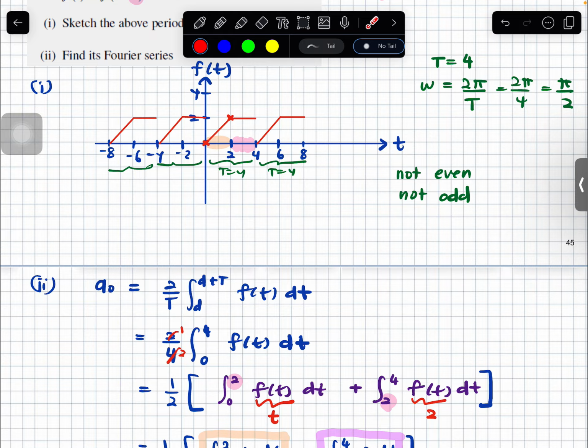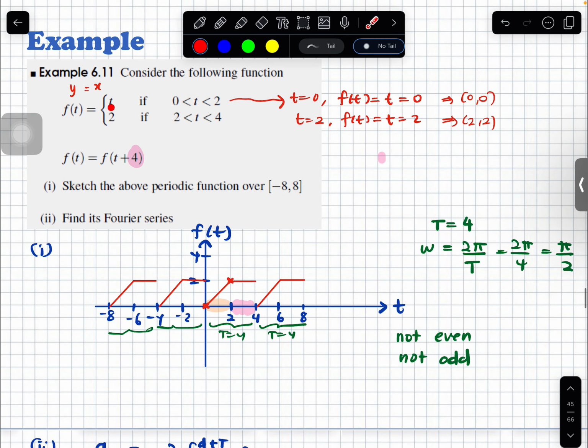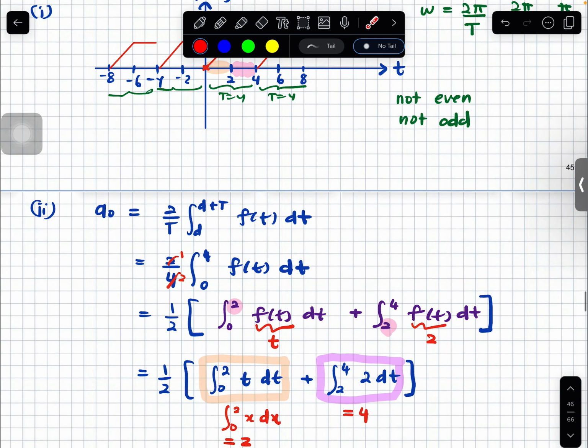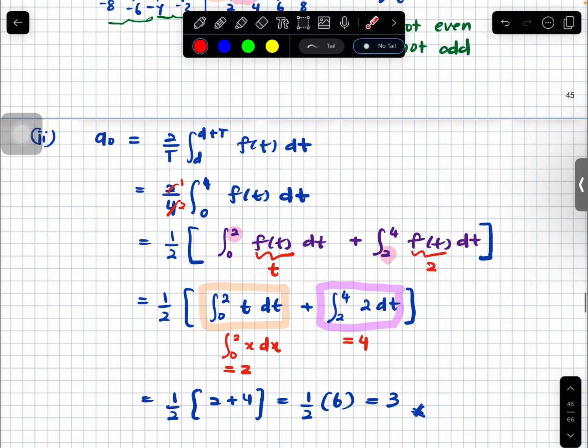Now for the 0 to 2 domain, the function here is t, so we will replace it by t. And for 2 to 4, the function is equal to 2. You can refer to your original function given here. 0 to 2, the function is t. 2 to 4, the function is 2. Then after we replace, we get this integral. Then after that, you can evaluate this integral.